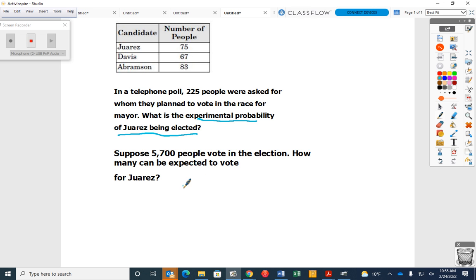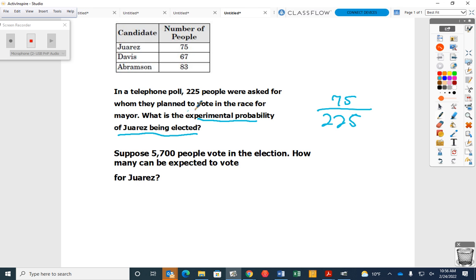So if you add up 75 plus 67 plus 83, what do we get? 224. But did we already know that? No. What does it say right here? 225. Okay. So out of 225, how many voted for Juarez? 75. Now, you can actually reduce this, but I'm not really crazy concerned about that. Okay, so this says down here, suppose 5,700 people voted, how many can we expect to vote for Juarez?